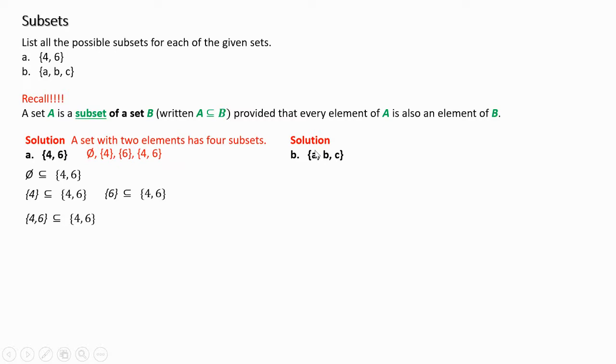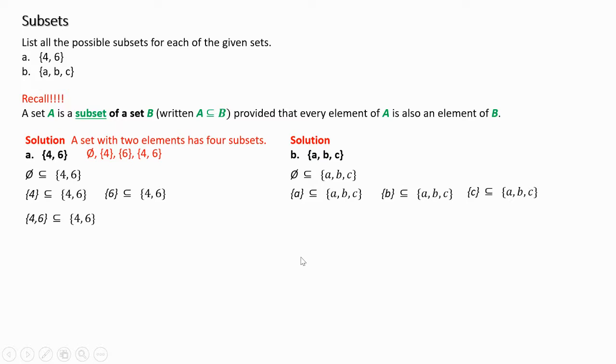Now set B. Again, let's start with the empty set. So the empty set is a subset of the set A, B, and C. Now let's keep some kind of order. Let's list them with a single element. So A is a subset of the set A, B, and C. And then B is a subset of the set A, B, and C. And then we do C, right? And that's all the possible combinations with only one element.